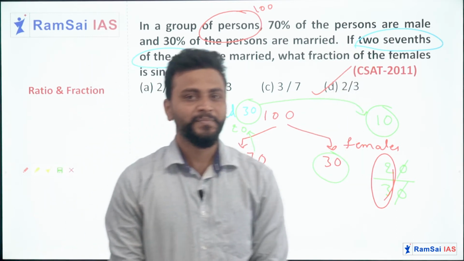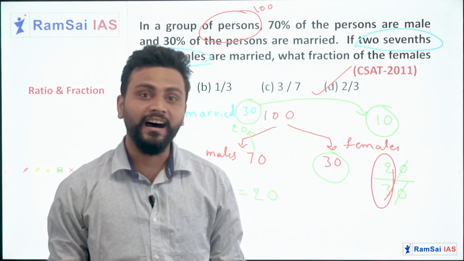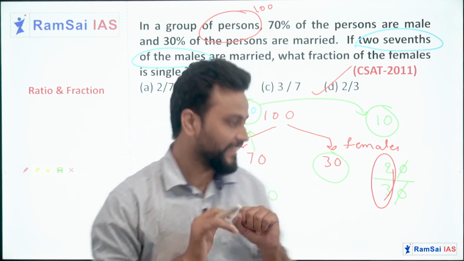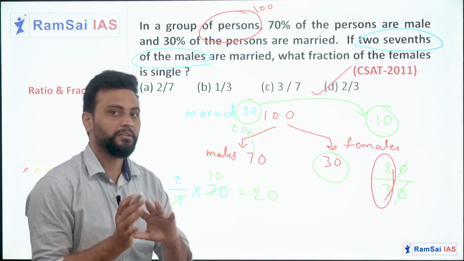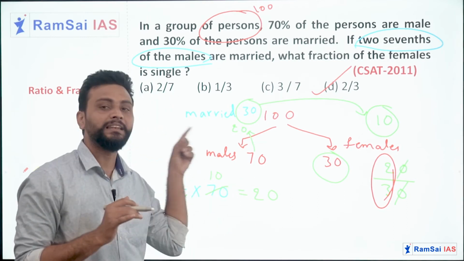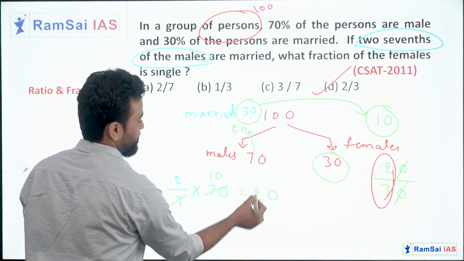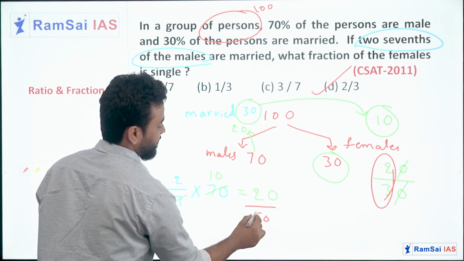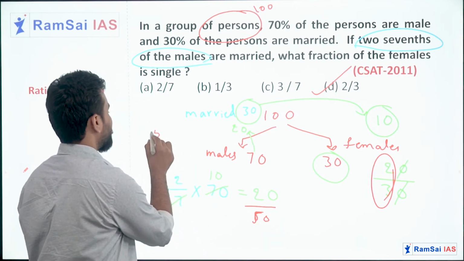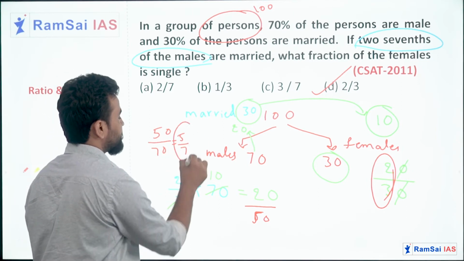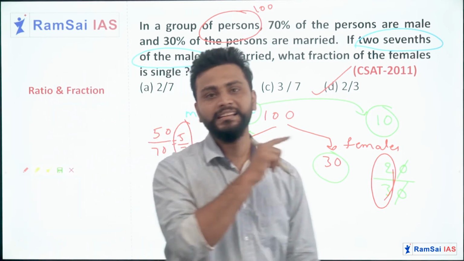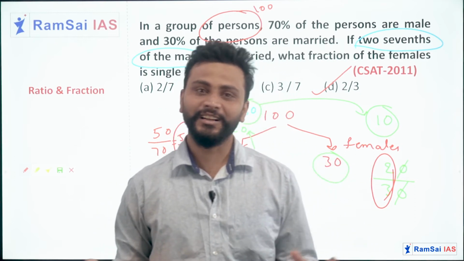Then my question, how many male candidates are singles? So out of 70, 20 are married. The remaining 50 are unmarried only, singles only. So 50 by 70, that equals 5 by 7, is the fraction of single male candidates in the group.